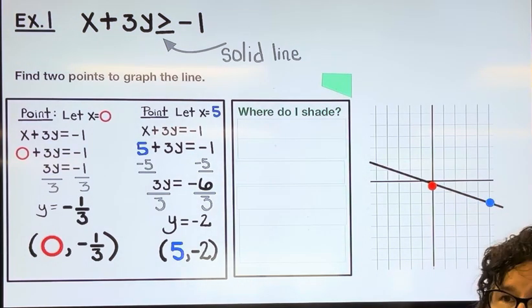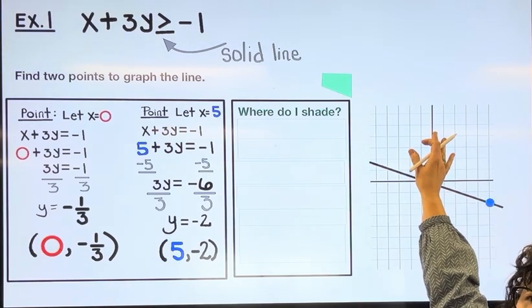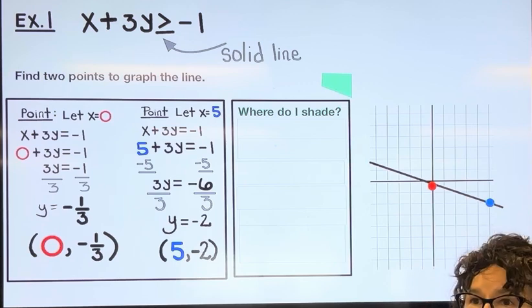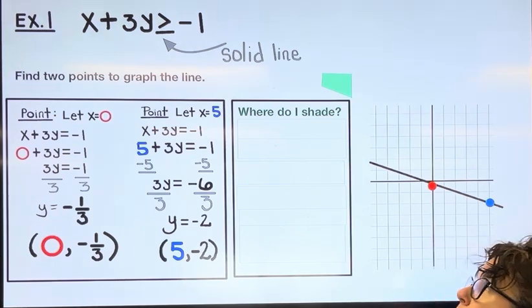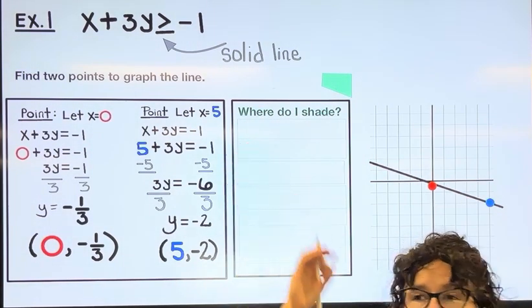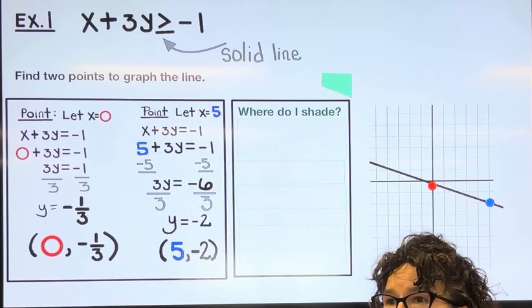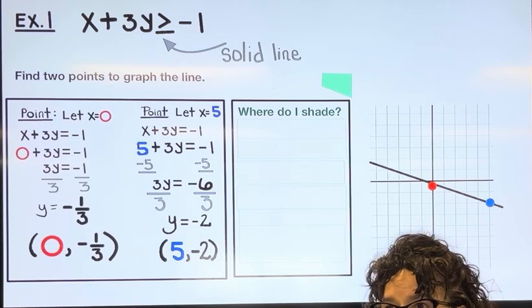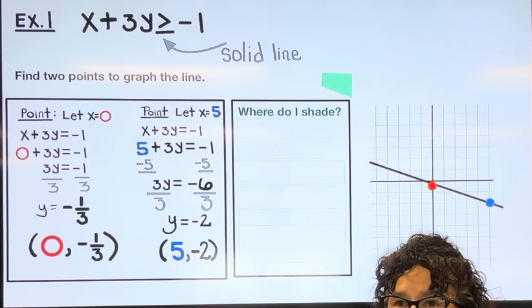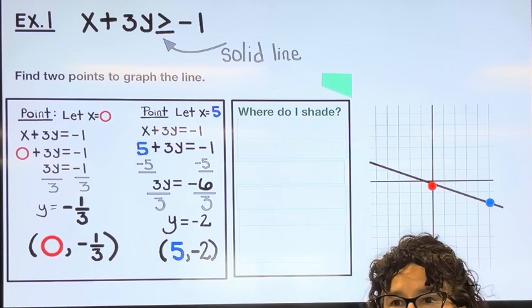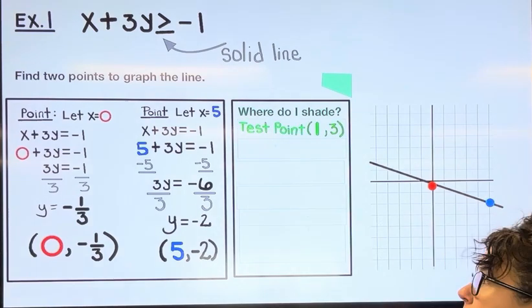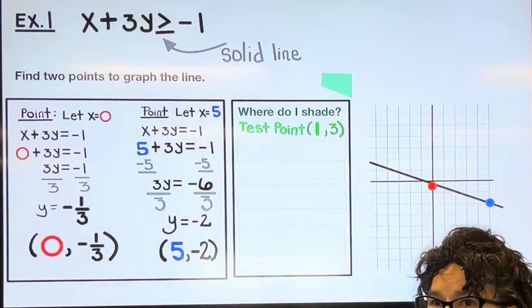My last step is to decide if I should shade above or below. This is where you want to be careful. If you know the trick that when you have a greater than symbol, you think, oh, I'm going to shade up, that shortcut only works when the original inequality has y by itself. Now, I know ahead of time that coincidentally this one is going to shade up, but please make sure you don't misapply that shortcut. We need to test a point to make the decision where to shade.